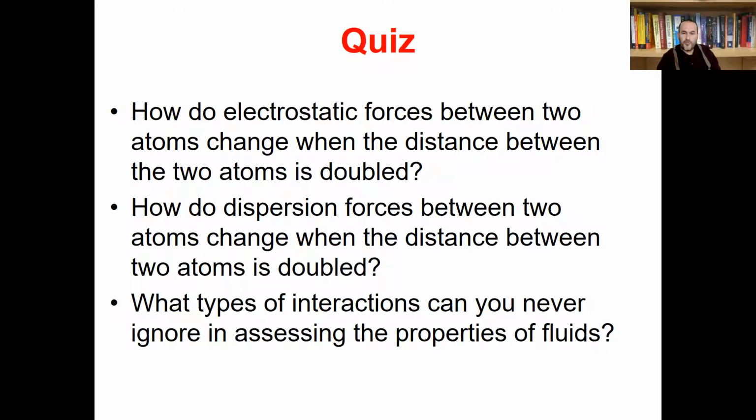How do dispersion forces between two atoms change when the distance between the atoms is doubled? So that's r⁶, correct? So they decay much faster. What types of interactions can you never ignore in assessing the properties of fluids? That's dispersion interactions, as we have shown in the previous table. Okay, then we'll go to the next slide now.